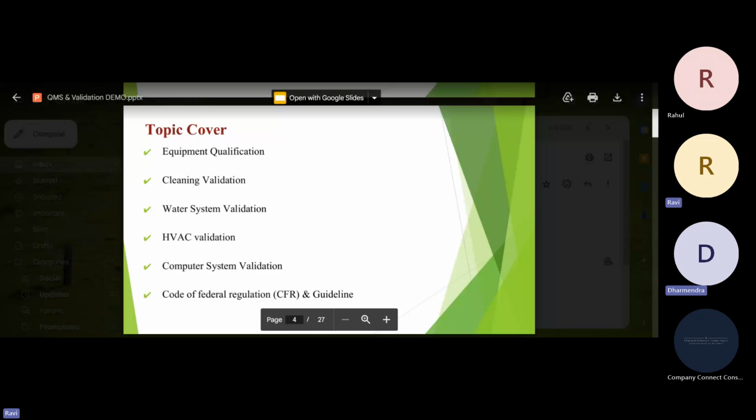It is not related to the quality management system. It is a separate topic, quality risk management. Quality management system is ICH Q10, whereas quality risk management is ICH Q9.